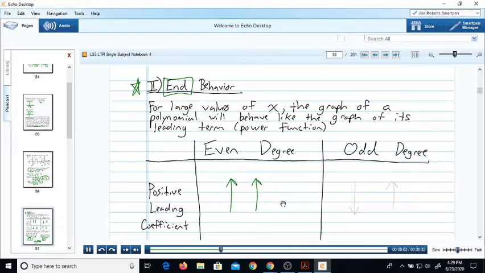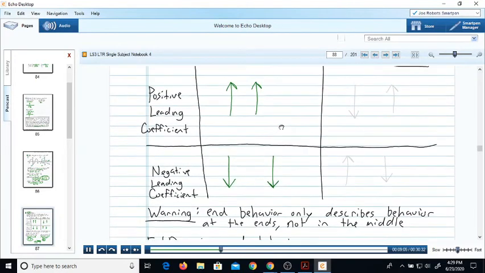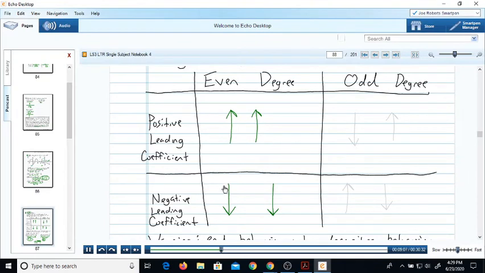For even and negative, it would have the end behavior of a parabola opening down. Again, we don't know what's going on in the middle, but we know as we move out, it's going to be like an upside down parabola, i.e. both tails are going down. Now if it's positive and odd degree, it's going to be a net increase and tails are going opposite directions. So you're going to start low and end high. And it's just going to be the reverse of that for odd and negative.